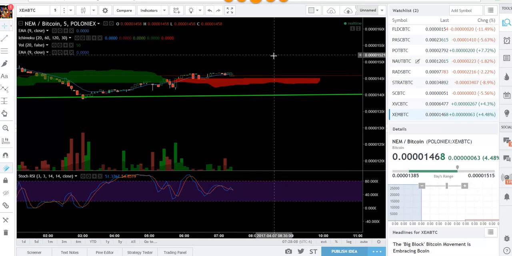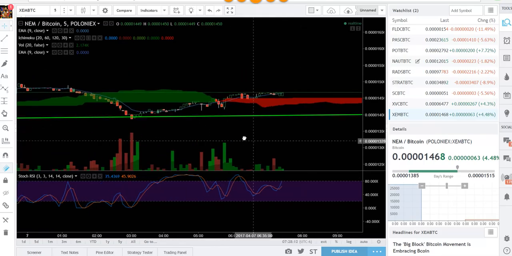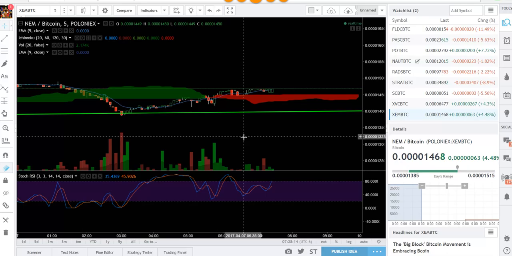Okay? So, yeah, using the oscillating indicators to recognize your market strength at different times is crucial, guys. It's a golden tool. It's really a golden tool.